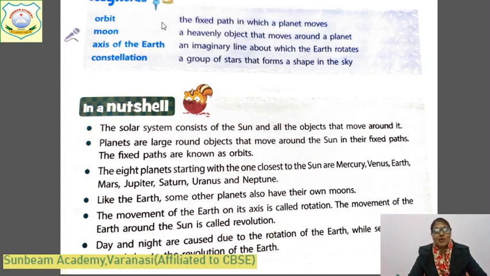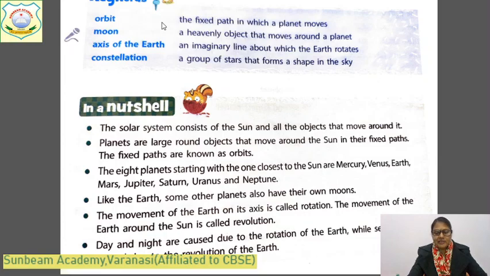And what is the Moon? The Moon is a heavenly object that moves around a planet, as the planets move around the Sun. Earth is a planet, na? And the Moon moves around the Earth. And what is the axis of the Earth? An imaginary line about which the Earth rotates is called the axis.